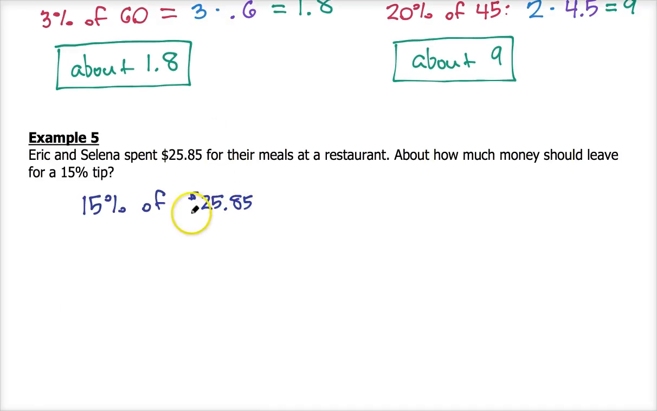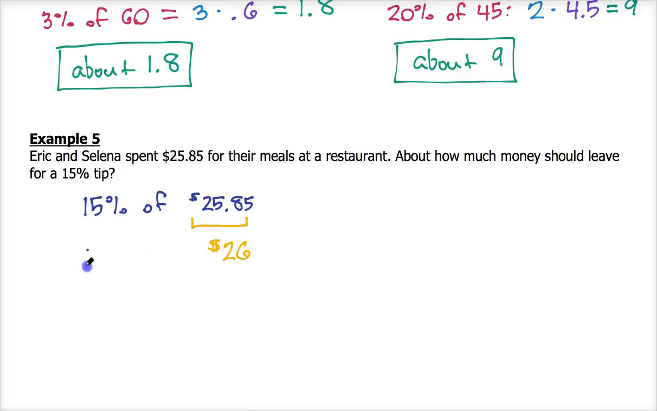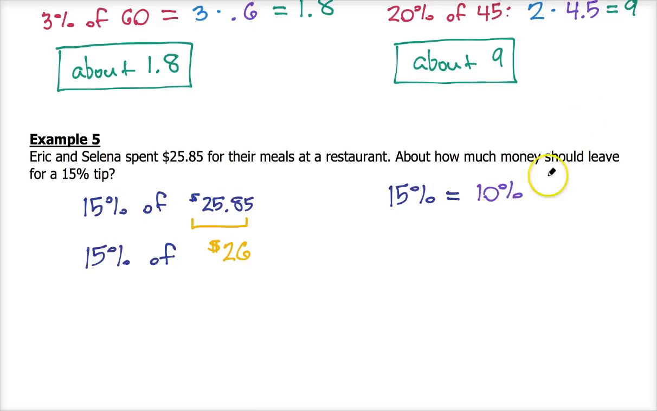Well, $25.85 is pretty close to $26, so I'm going to round this up to the nearest dollar, 26. And now I'm going to find 15% of $26. 15% is equivalent to 10% plus 5%. So one thing I can do to help me with this problem is I can split 15% into this sum, 10% plus 5%, and then I can find each of these percentages separately.